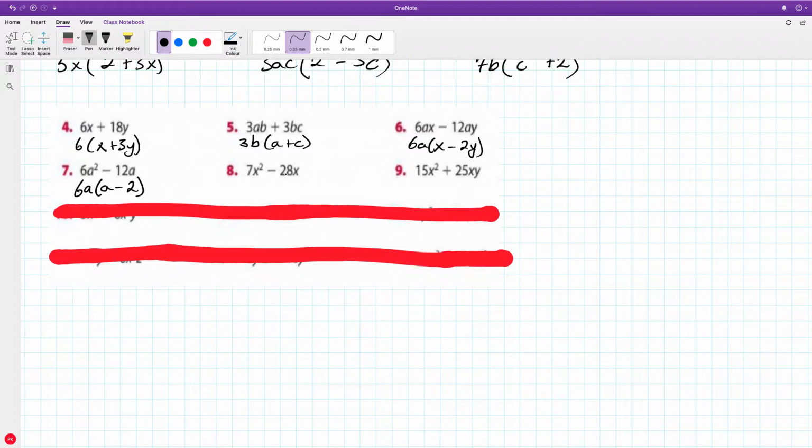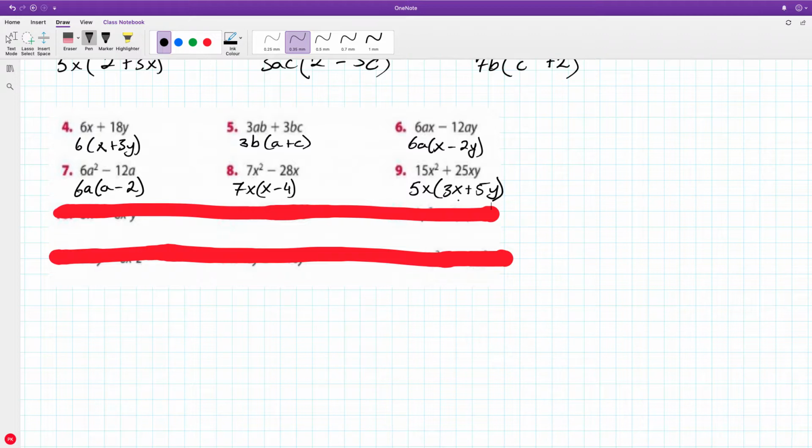Have a go at this one. What's the highest thing they have in common? 7. 7x. And what's in the bracket then? x and? Yeah, minus 4. And Julianne, the last one? 5x. And what's in the bracket? 3x plus 5y.